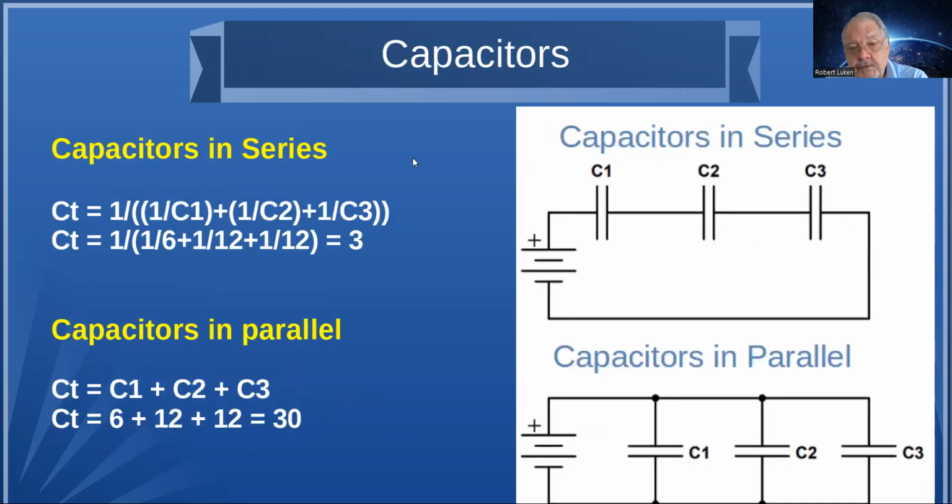Now, if I'm going to do capacitors, if I put them in series, I have to do the reciprocal of the reciprocals. So the math is the same. I just calculate each of the reciprocals, add them together, and then take the reciprocal of the result. When they're in parallel, I just simply add them together.